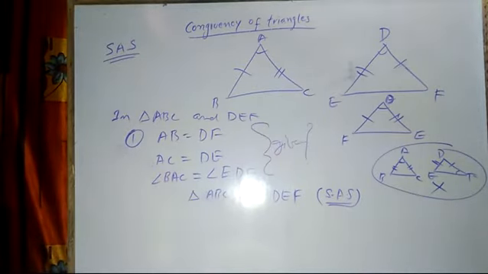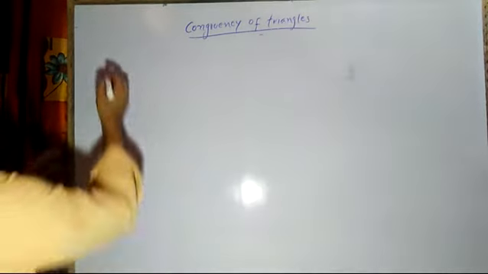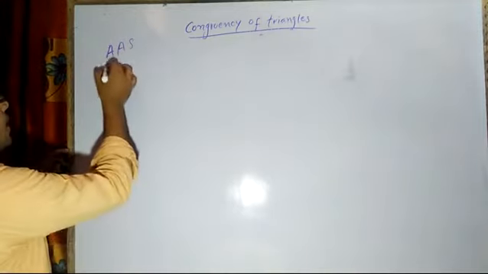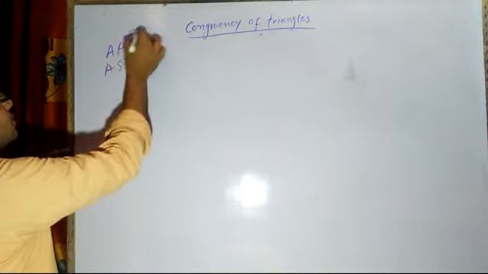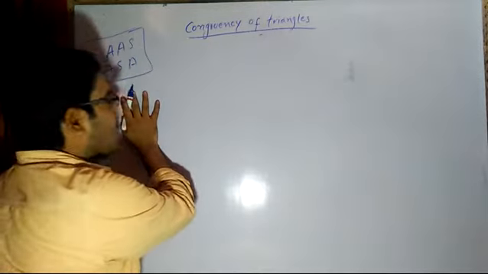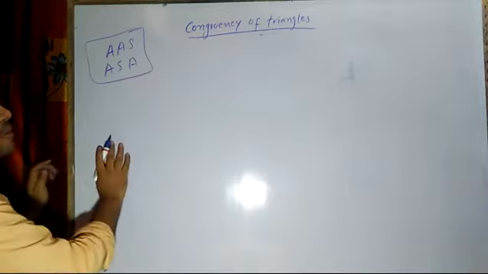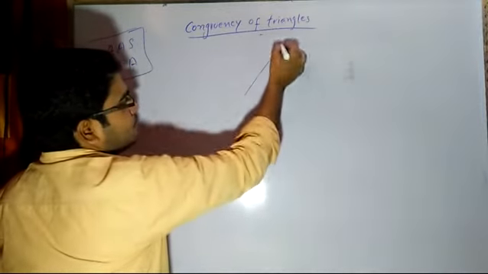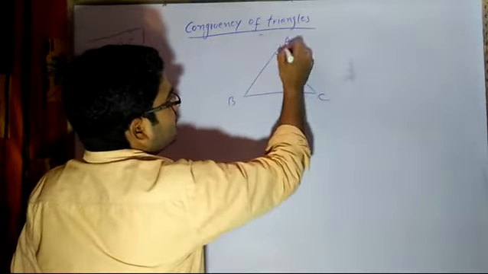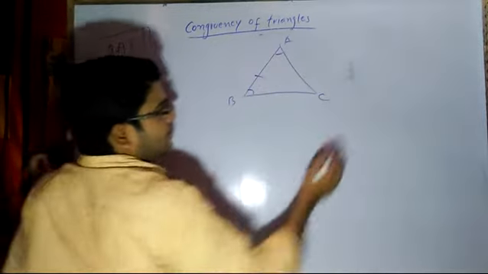Now, the third criteria I will be discussing. Let me first clean the board. Now, the third one is angle side, or you say angle side angle. These two criteria are the same. Angle side or angle side angle. We will see how these two are the same. Suppose I have a triangle ABC. Again I have taken. This angle is equal to this angle on this side.